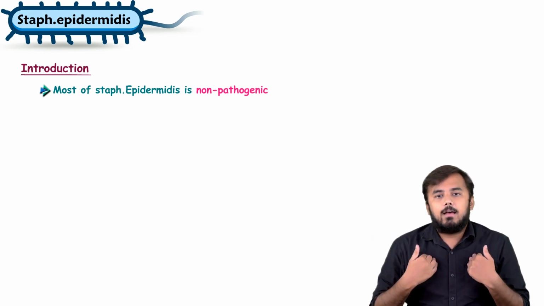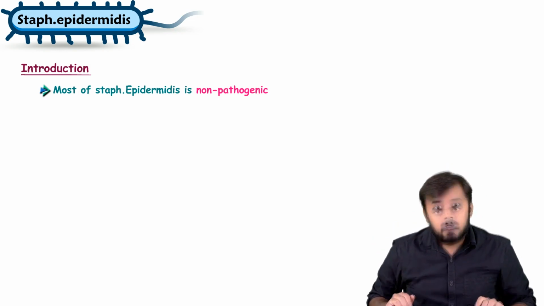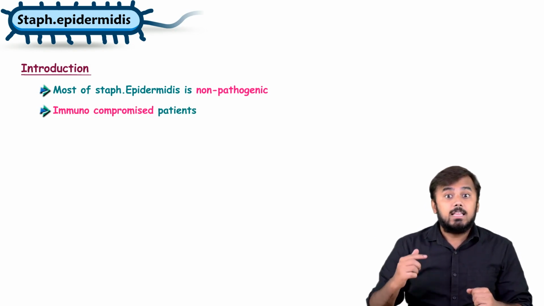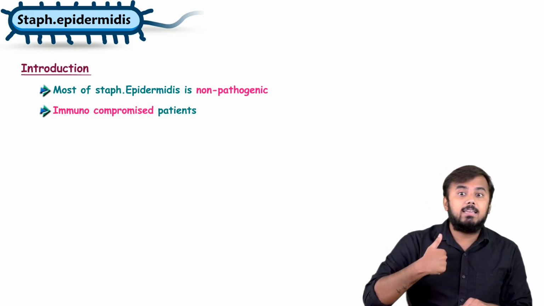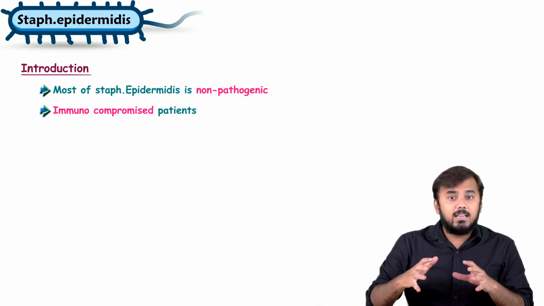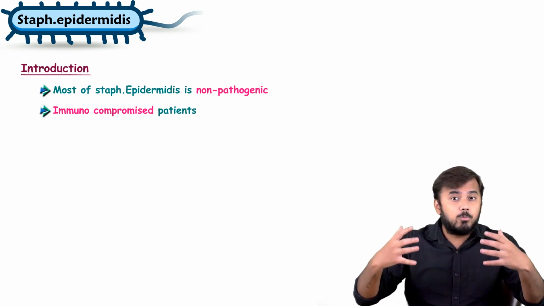For example, I have the same bacteria on my body as well. If my immune system is low, if my immune system is compromised, then there are high chances that this bacteria can affect me and be pathogenic to me. So mostly this bacteria affects which group of people?